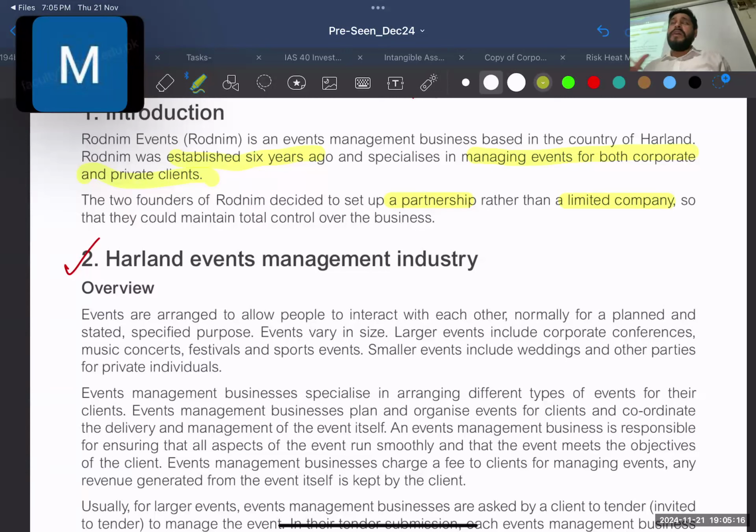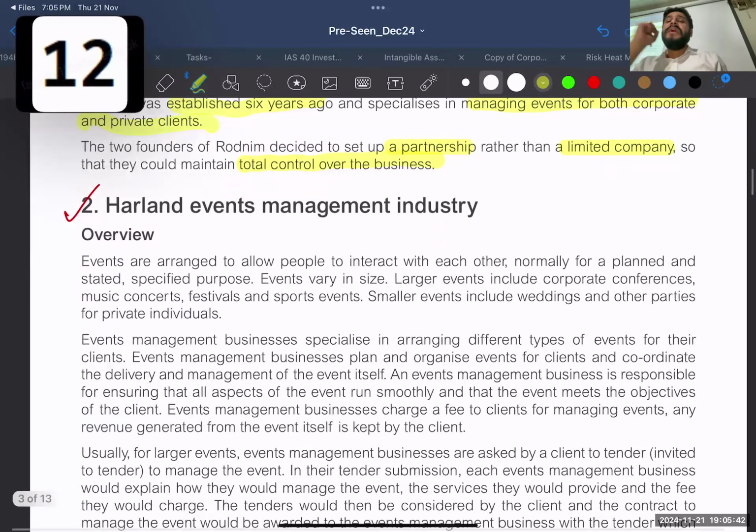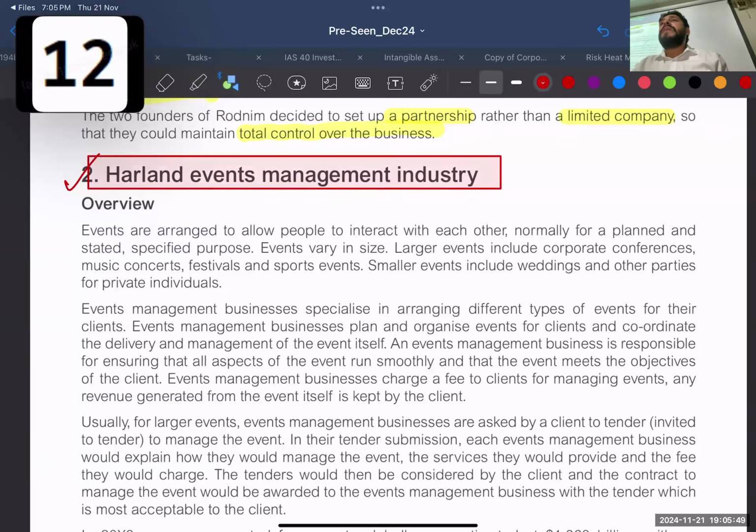So right now they are working as a partnership company, but there may be a question in the examination that they want to move towards a limited liability company so that they could maintain total control over the business. So partnership rather than limited liability, because their perspective is to have 100% control of the business and not to involve any outsider in management or in running the business. Now this information, starting from point number 2, is relating to the event management industry.